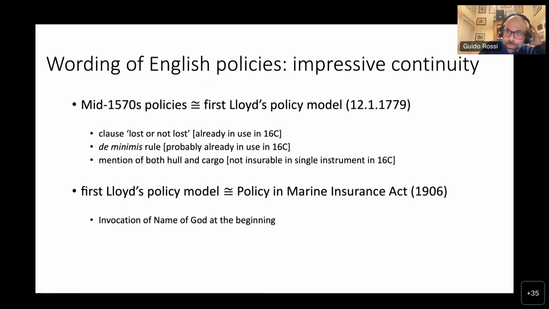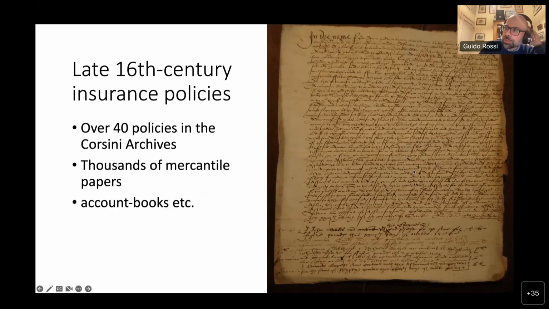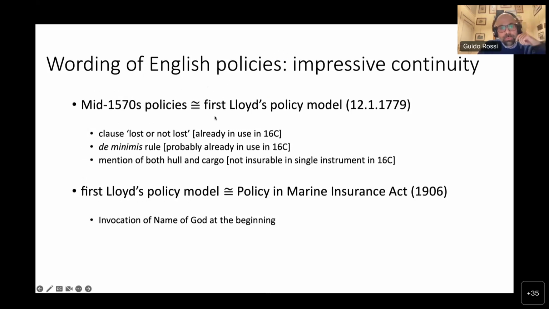Now, the reason I wanted you to look at this policy is that English policies have a remarkable continuity in their wording. From the middle of the 1570s, the text of English policies becomes pretty much standard. It doesn't change anymore. This text is more or less identical to the first Lloyd's policy model of the late 18th century. There are very few insignificant differences, really, but the text is pretty much identical. In turn, the first Lloyd's policy model of the late 18th century is exactly the same as the policy prescribed by the Marine Insurance Act of the early 20th century.